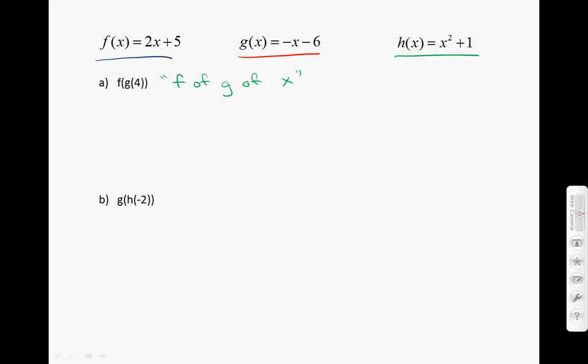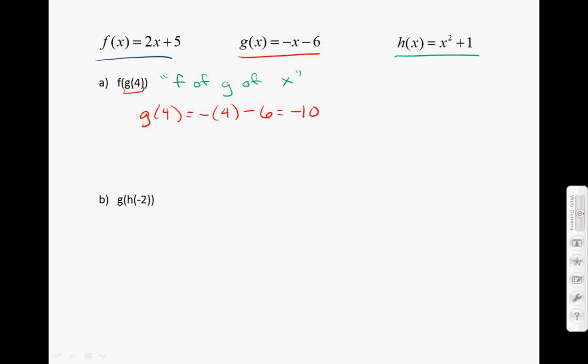To evaluate this, start from the inside out. Start with g of x and evaluate g of 4. So in this case, g of 4 would be negative 4 minus 6, which is negative 10.